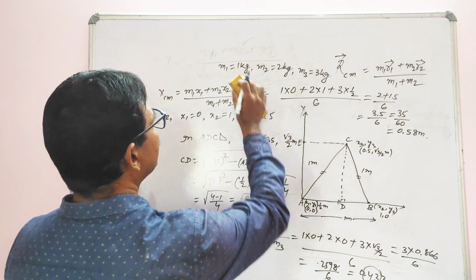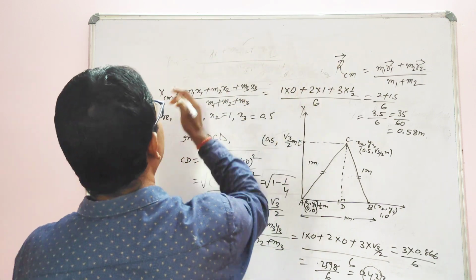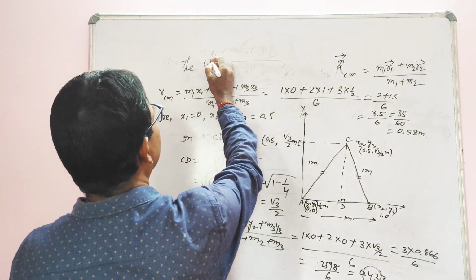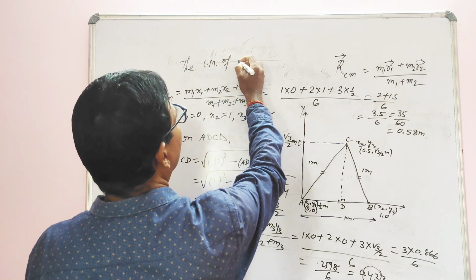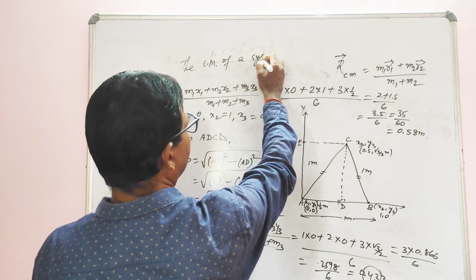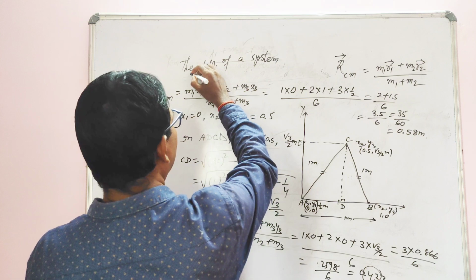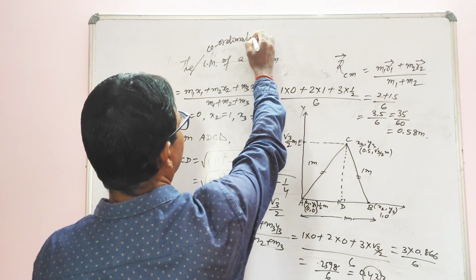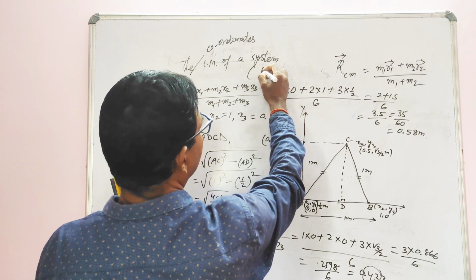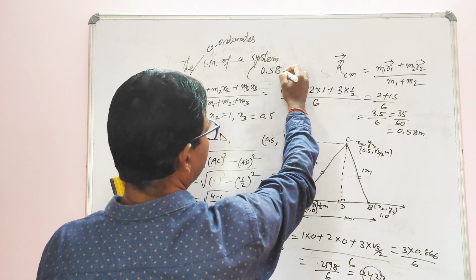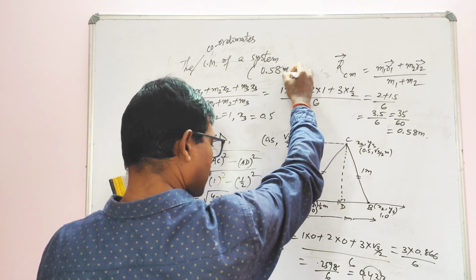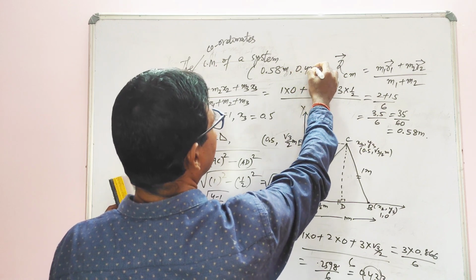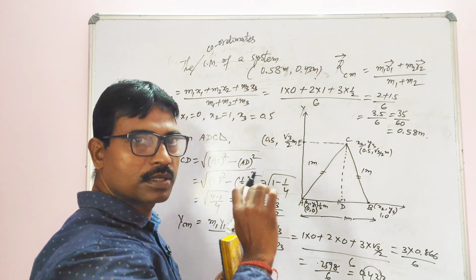So at last you will write the center of mass of the system of particles, or the coordinates. You can write the coordinates here. Okay, so how much is it? 0.58 meter, then another is 0.43 meter. This is the coordinate.